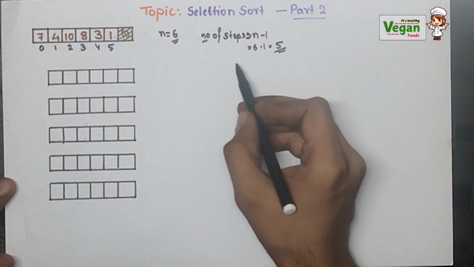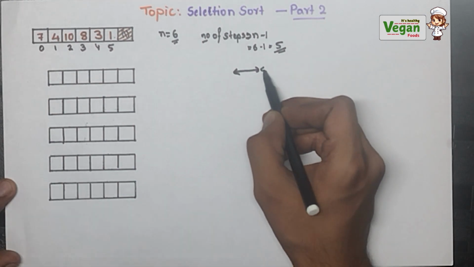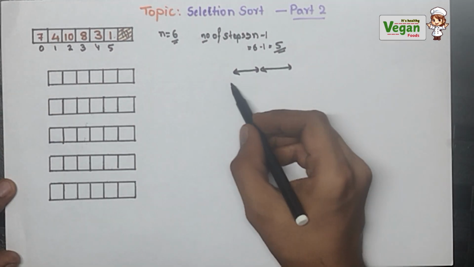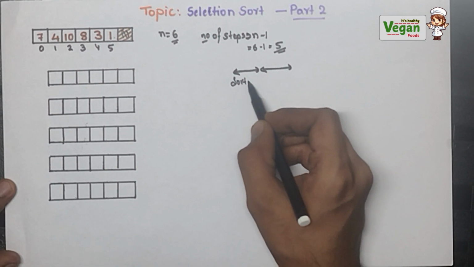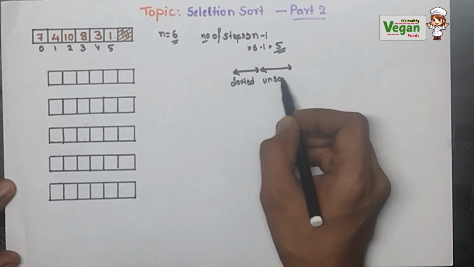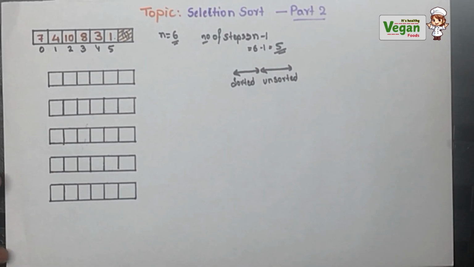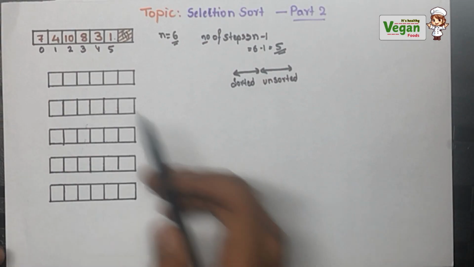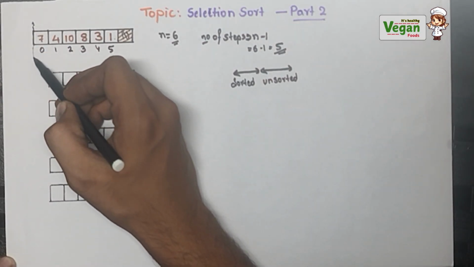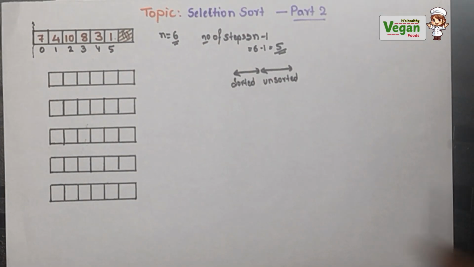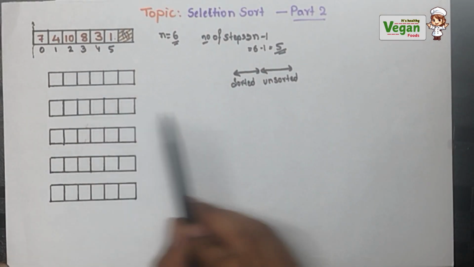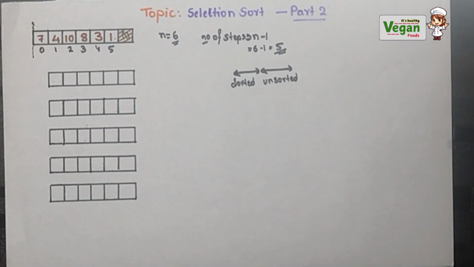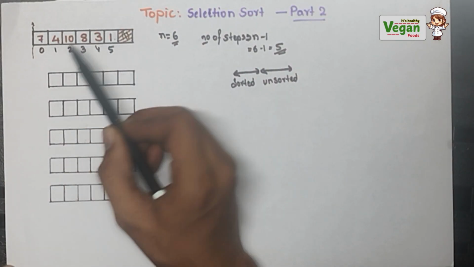So how we will solve the problem is, we will make two groups. One will be sorted and another will be unsorted. You can call them the sorted sublist and unsorted sublist, or two groups, sorted and unsorted. At the starting, I will consider all the elements as unsorted, that is, all 6 elements will be considered unsorted. Now what I must do is see the smallest element in the unsorted sublist.